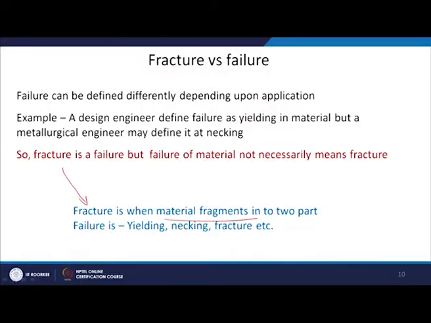So, a lot of different things can be failure, but fracture is very clear: my material has to fragment. It has to be in two parts, or it can be in multiple parts also, but there has to be some discontinuity in the material in the form of two separate parts. So, that is my fracture.